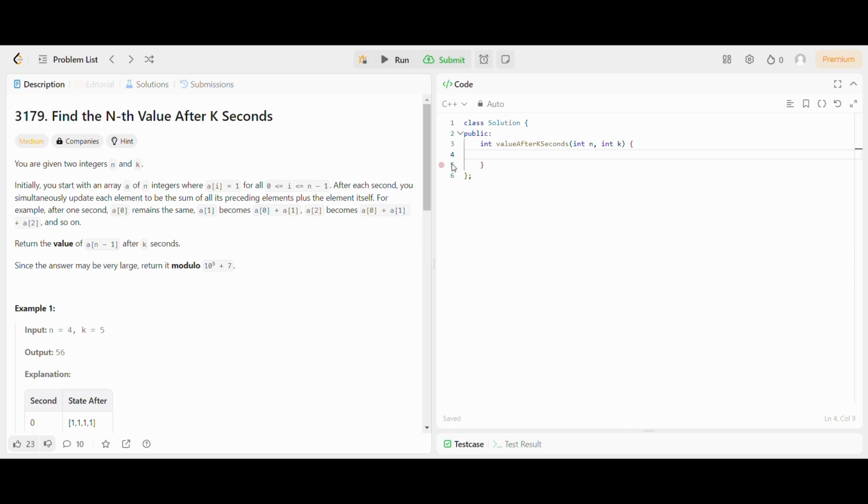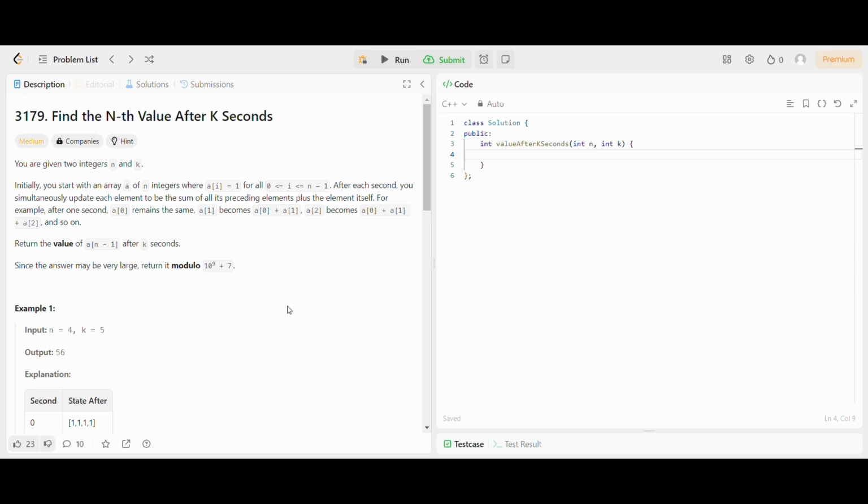So the problem says we start with an array A of n integers where A[i] equals 1, and after each second we simultaneously update each element to be the sum of all its preceding elements plus the element itself. So for example, after 1 second A[0] remains the same, A[1] becomes A[0] plus A[1], A[2] becomes A[0] plus A[1] plus A[2], and so on. So we need to return the value of A[n-1] after k seconds. And the answer can be very large, so we need to return it modulo 10^9 + 7.